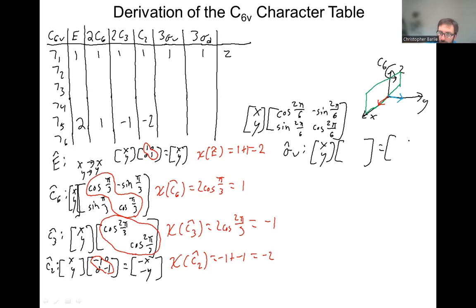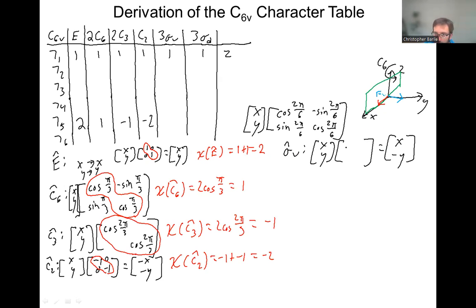But sigma v for x is in the mirror plane. How do we define this one? We can choose any sigma v. We just chose this one and we define sigma v as being in this one. Remember, there's 3 sigma v's in the molecule, but we define it as being in this green mirror plane. So x is going to go to x then. It's in the mirror. Y, though, is going to go to negative y, right? Because it's looking at itself in the mirror.